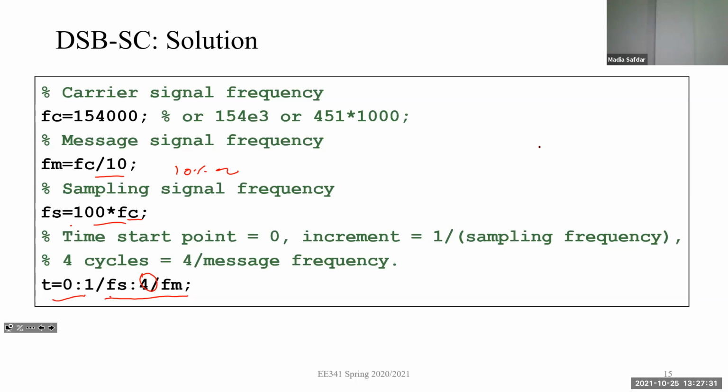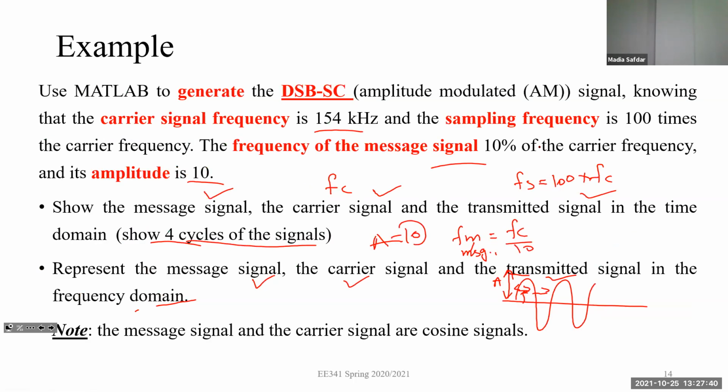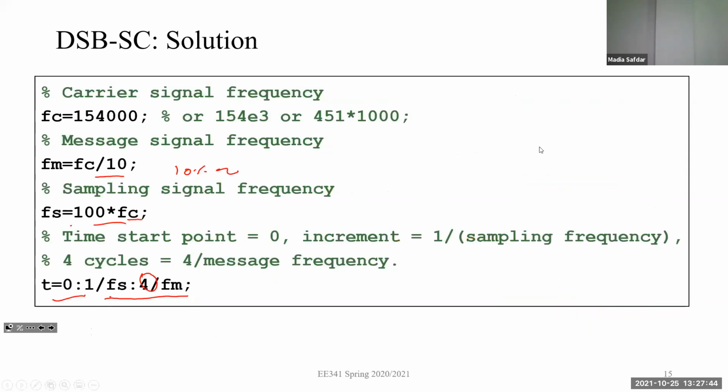Sorry? 1 and 4 is always like this, right? No, 4 is not like 1 divided by fs is the same, but 4 is from here. So 4 cycles. Okay. I can ask 5 also, then you will change this 4 to 5. And 0, 1 also always like this, right?